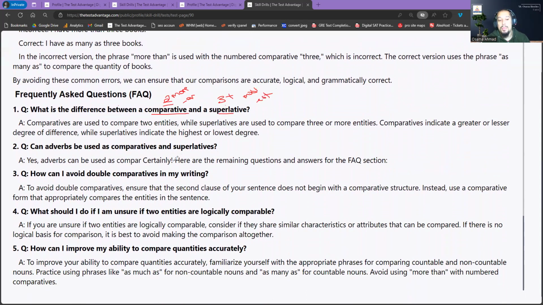Question 2: can adverbs be used as comparatives and superlatives? Yes, adverbs can use them. Okay. How can I avoid double comparatives in writing? To avoid double comparatives, ensure the second clause, the second idea, does not begin with the structure. What should I do if I'm unsure if 2 entities are logically comparable? Use the phrase "that of" or "those of". That's it. How can I improve my ability to compare quantities? Practice. That's all we have here for faulty comparison.